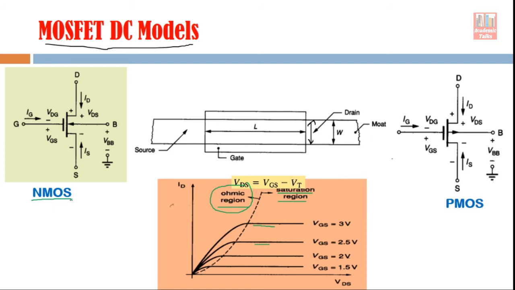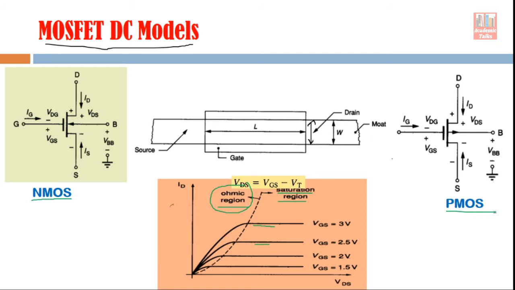So whatever equations or model we have for NMOS, that same model will be modified a little bit to be applicable for PMOS. You will see the only difference will be a sign change at some places. If it is positive, at some places it will become negative. If it is negative, it will become positive. Not at every location, only at some places there will be a change in sign when we move from NMOS to PMOS.